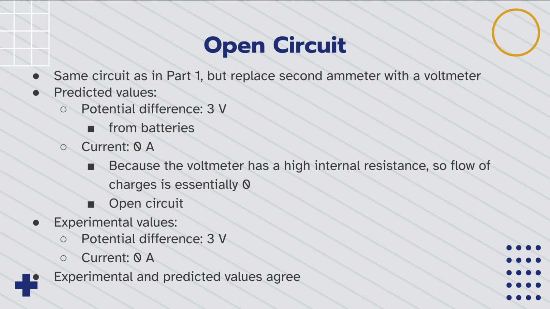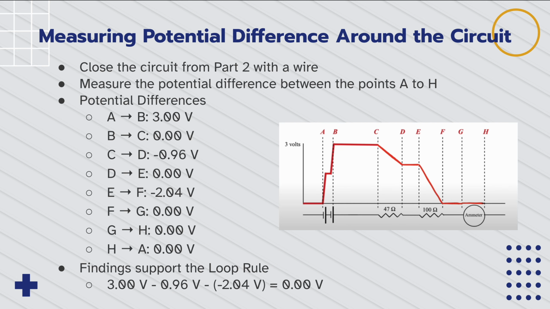Then an open circuit was created by using the simple circuit, but one ammeter is replaced with a voltmeter. The result is measured with a potential difference of 3 volts from their batteries. The current is 0 amps because a voltmeter has a high internal resistance, so flow of the charges is essentially 0. Now the voltmeter is replaced with wire, and the potential difference at different points in the circuit were measured.